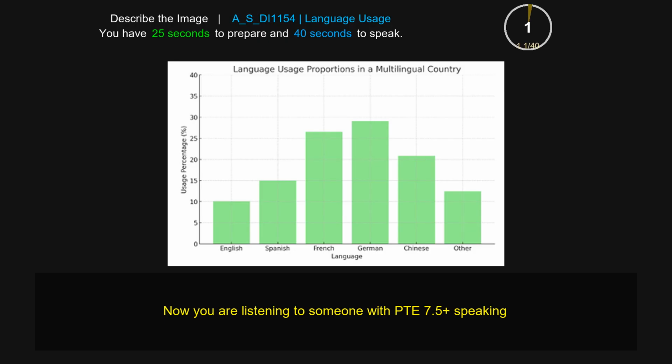The following bar chart describes language usage proportion in a multilingual country. The horizontal axis represents different languages, including English, Spanish, and French. The vertical axis shows the usage percentage. Firstly, German has the highest percentage with nearly 30%. On the other hand, English has the lowest percentage with only 10%, which is very surprising. In conclusion, French has a higher percentage than Chinese.